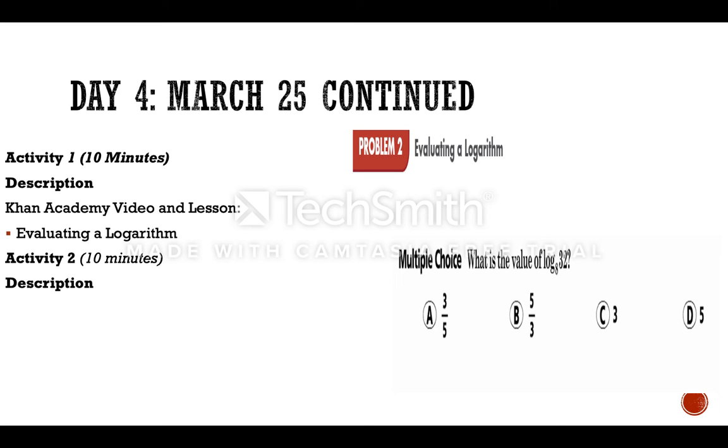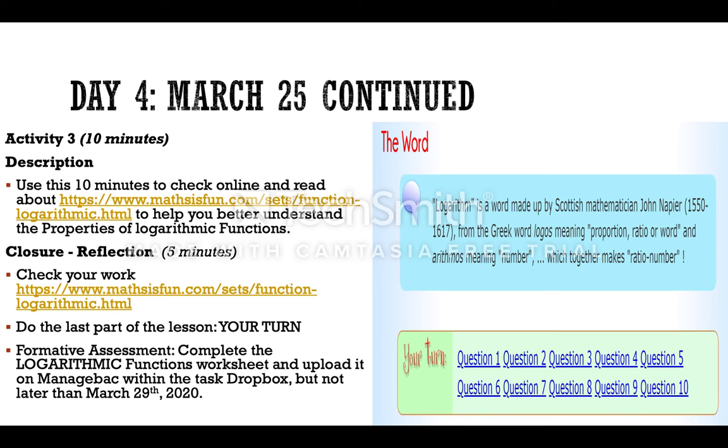What is the value of log base 8 of 32? Then the last activity, for 10 minutes, check online and read about the properties of logarithmic functions. Then check your work and do the formative assessment, which is to complete the logarithmic functions worksheet and upload it to ManageBac within the task Dropbox, but not later than March 29th, which is next Sunday.